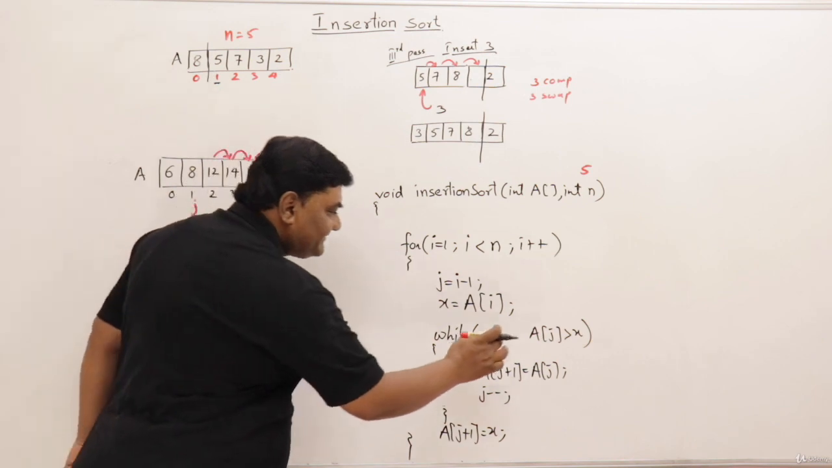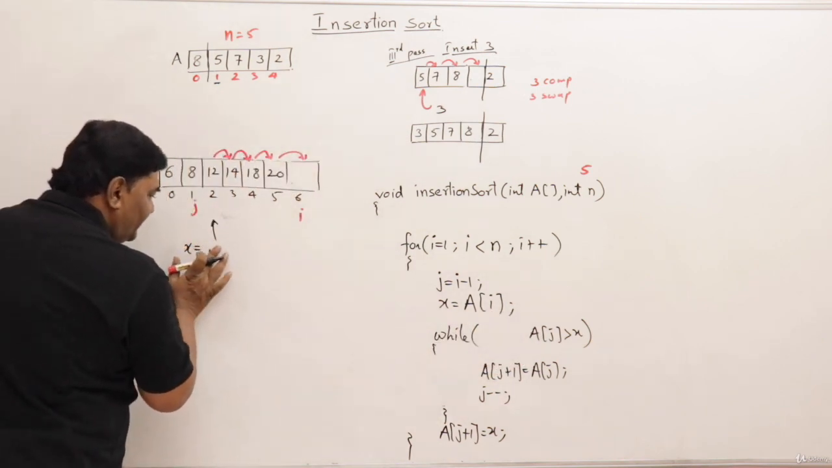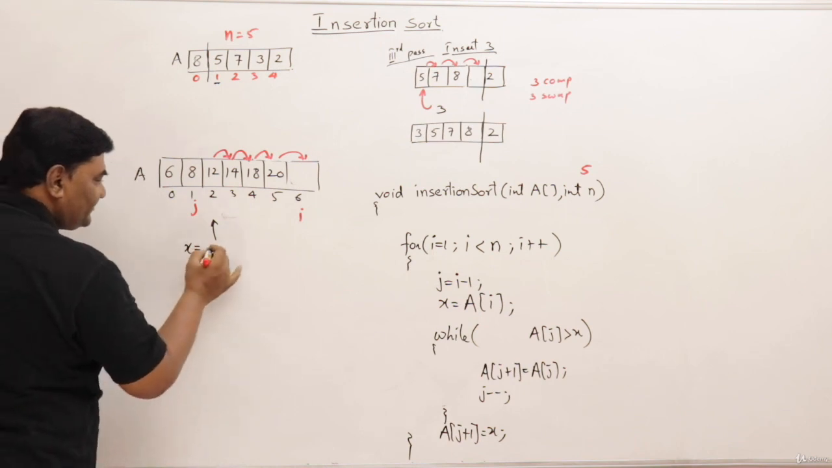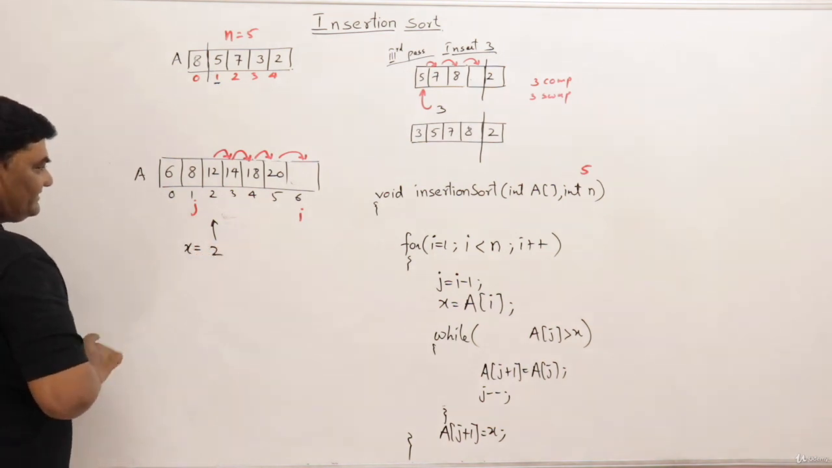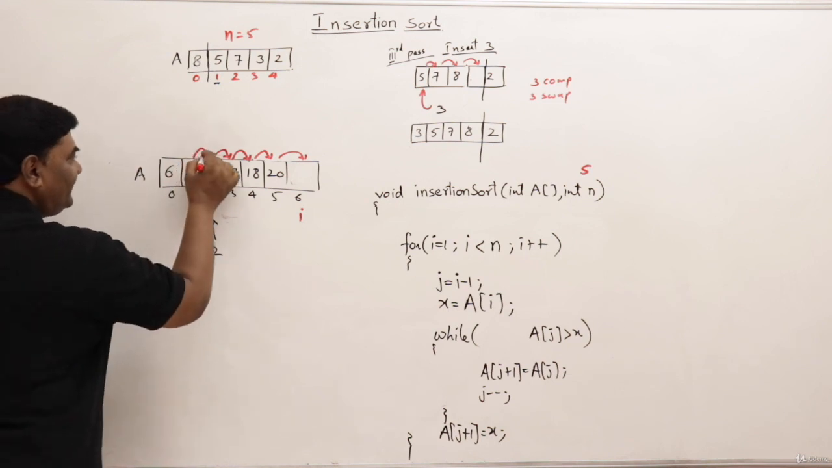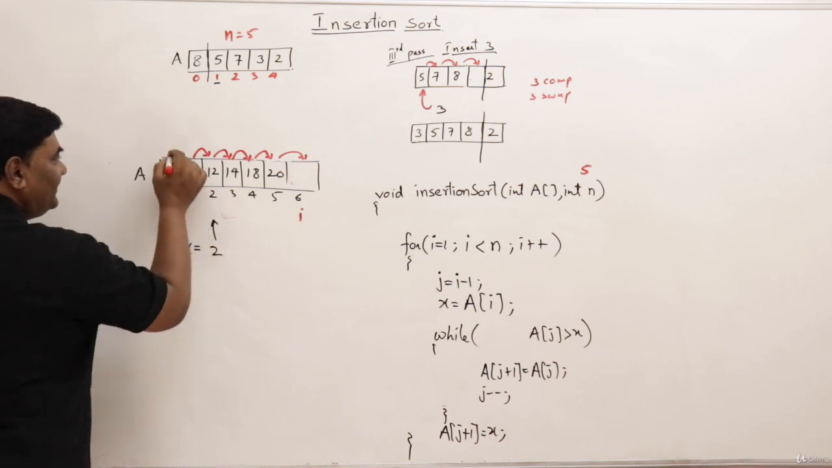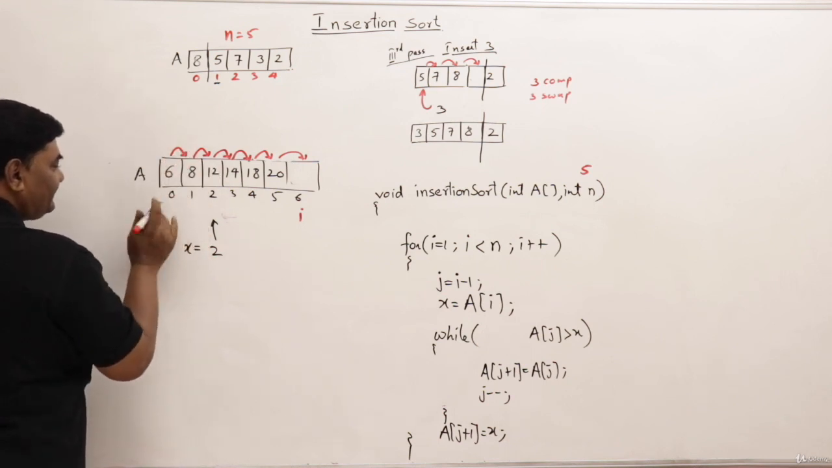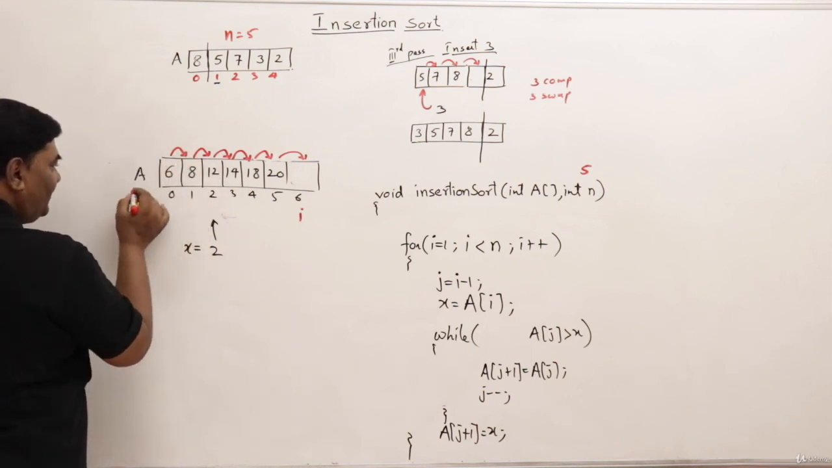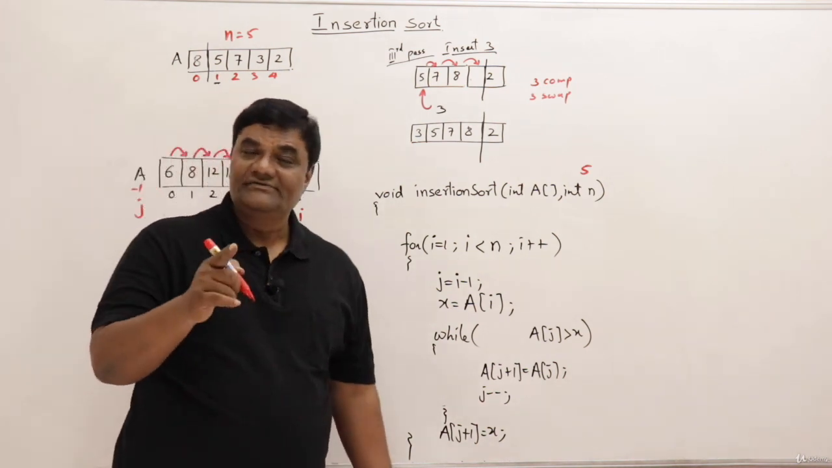Now one more thing. This place I left empty. So let us observe. Suppose this is not a 10. If this is 2, then what happens? From this point if I continue, 8 is greater than 2. Shift it, j minus minus. 6 is greater than 2. Shift it, j minus minus. So j became what? Minus 1 now. So stop. When j becomes minus 1, stop.